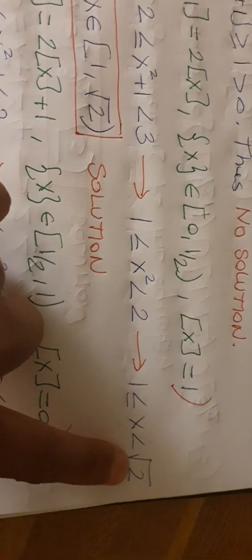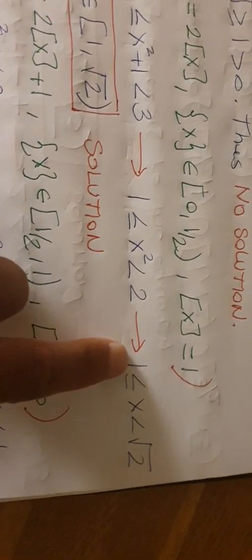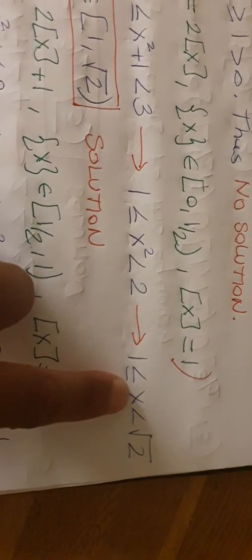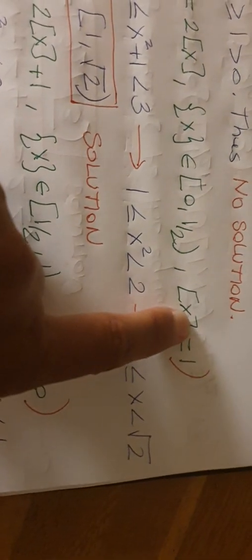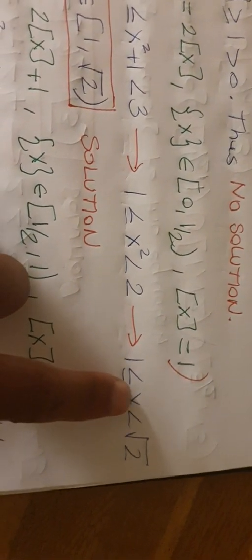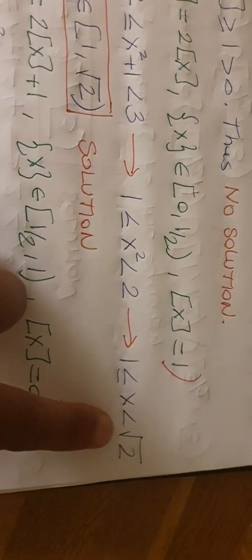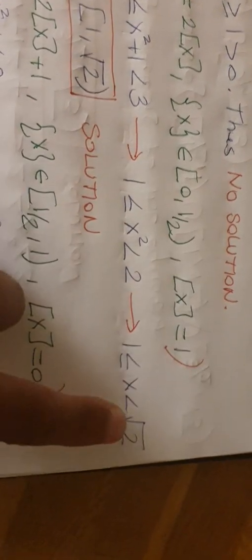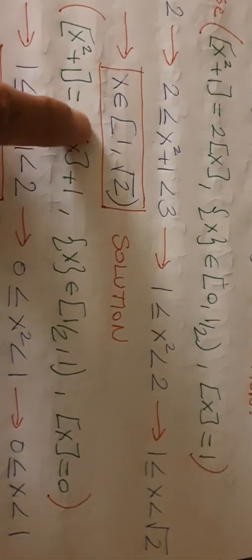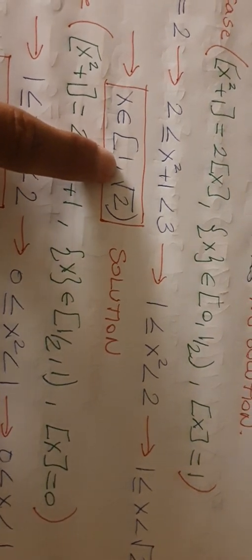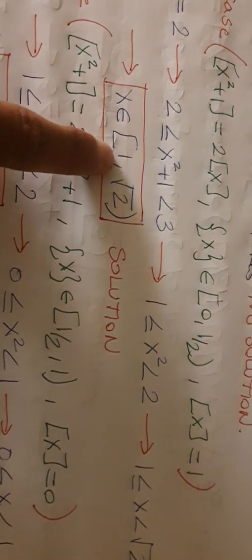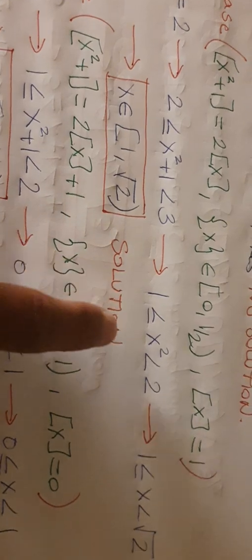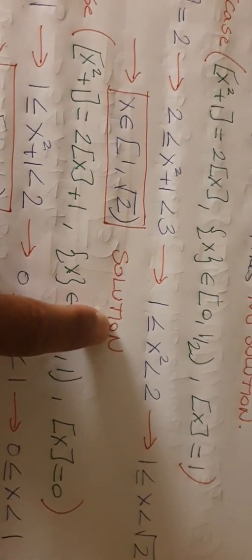But now we have to check. If x lies between 1 and the square root of 2, then the integer part of x is 1, which is true. And the fractional part of x lies between 0 and 0.414, which is also true. So this is true, and thus the semi-open interval from 1 to square root of 2 is a solution.